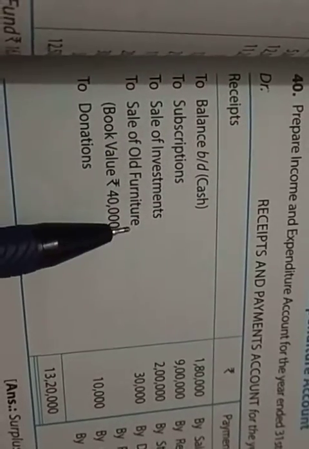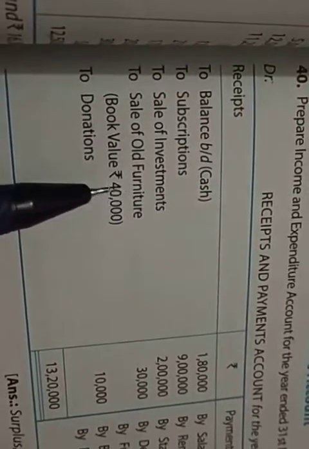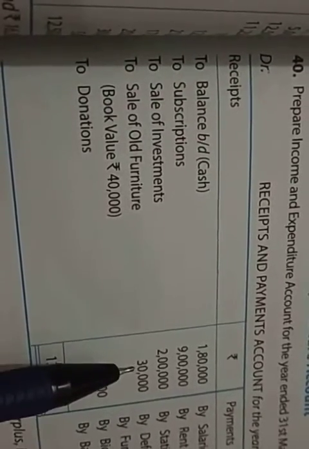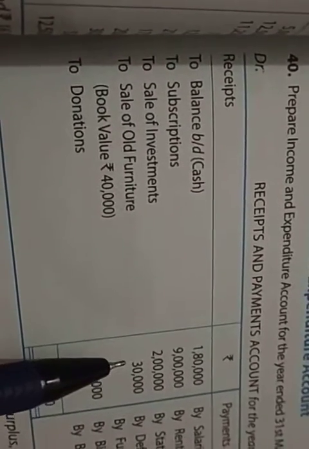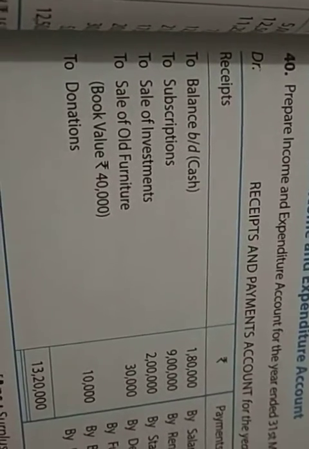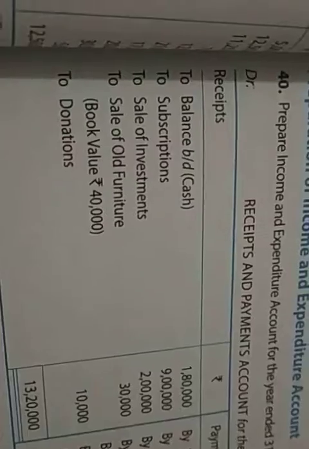Sale of old furniture. So bacho, book value is given. They have said that book value of the furniture was 40,000. We have sold that furniture for rupees 30,000. So there is a loss, and we will write the loss here. Not the sale of fixed asset, but any loss arising on that fixed asset is to be recorded. So here we will write loss on sale of furniture. The amount is rupees 10,000.